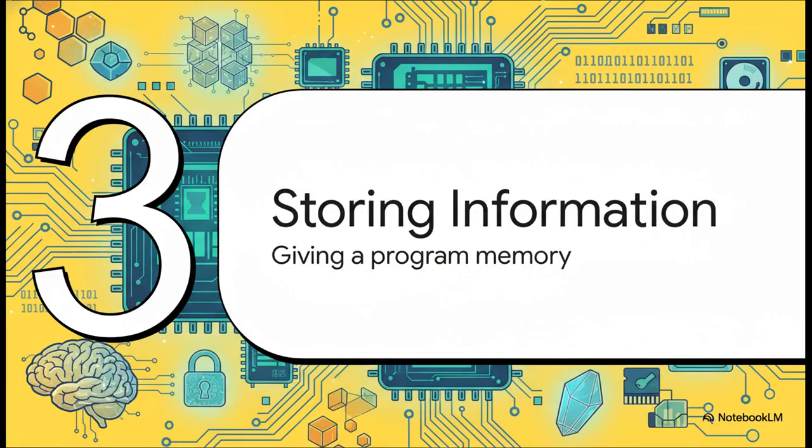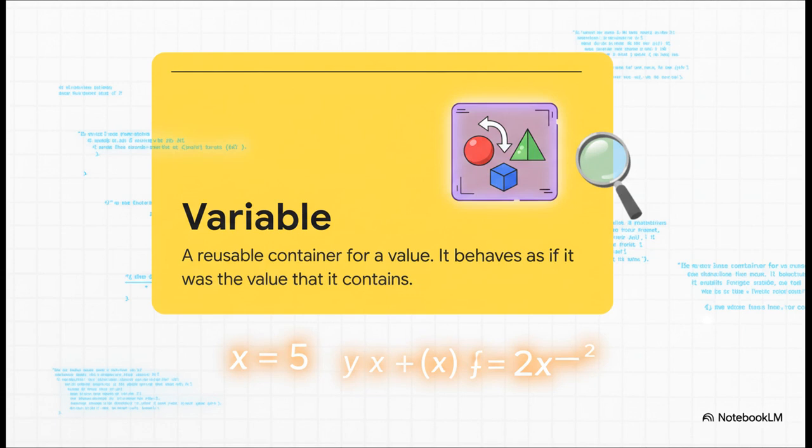Okay, so our program can talk and it can listen. What's next? Well, let's give it a way to actually remember things. And we do this using something called variables. Just like back in algebra class, where x was a placeholder for a number, it's pretty much the same idea in programming. A variable is just a container with a name where you can store info to use later on.